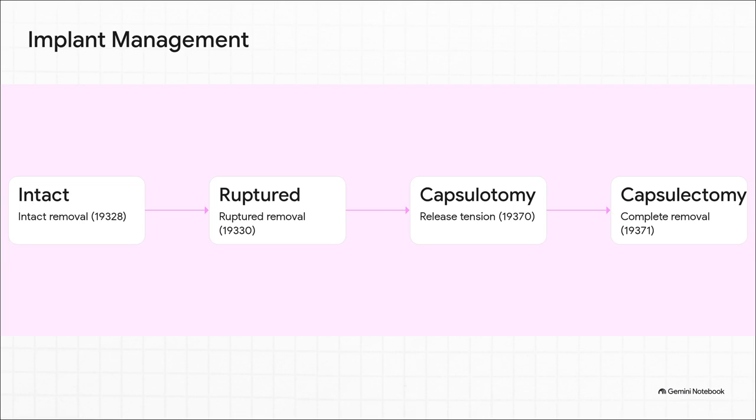Now, if the capsule itself is tight and constricted, the surgeon might perform a capsulotomy just to score it and release the tension, and that's billed as 19370. Or, at the absolute most severe end of the spectrum, they perform a complete en-bloc capsulectomy. That's removing the entire contracted capsule, coded as 19371.